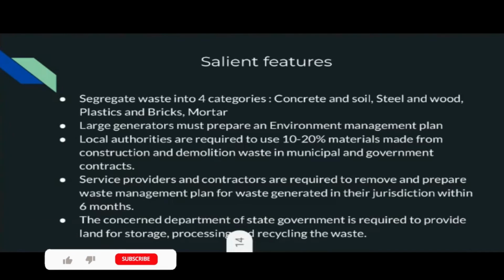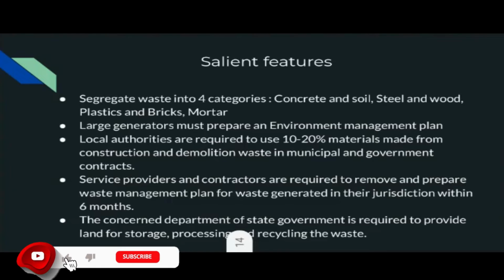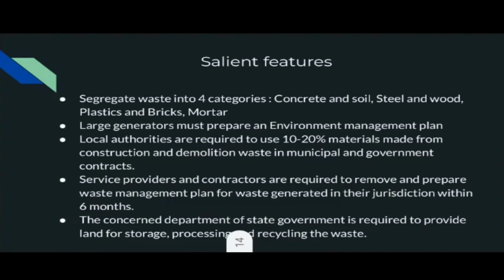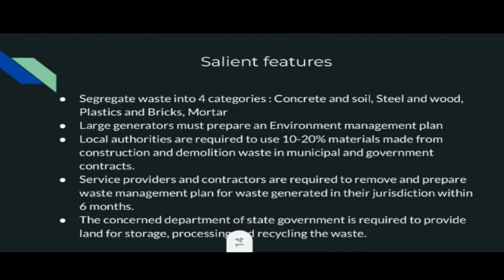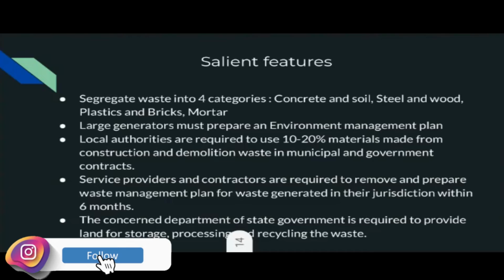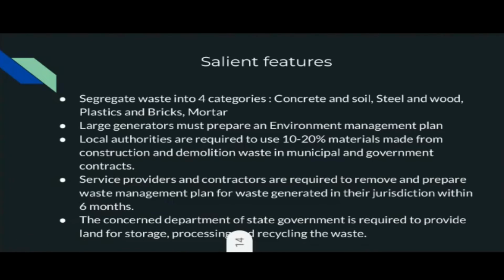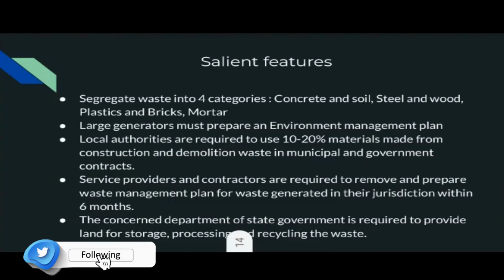Now moving on to the salient features, it segregates the waste into four categories. The first category is concrete and soil. The second category is steel and wood. Third category, plastic and bricks. And fourth category, mortar. It segregates waste into these four categories. And large generators must prepare an environment management plan. That is, the large generators who are constructing and demolishing a civil structure should prepare an environment management plan so that the construction and demolition waste is managed and controlled properly.